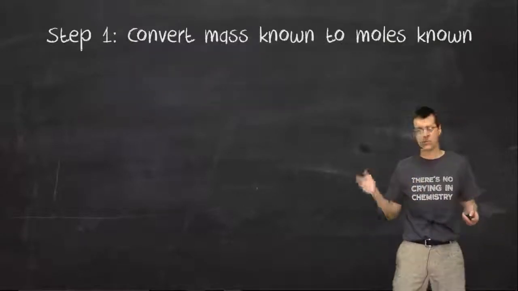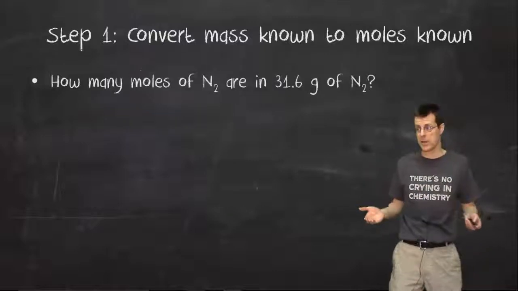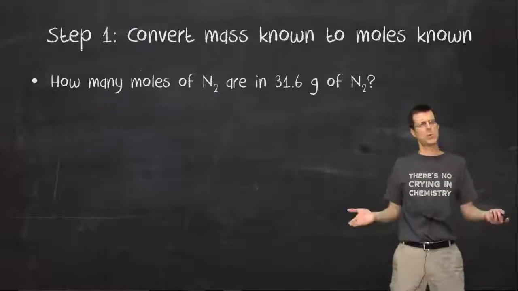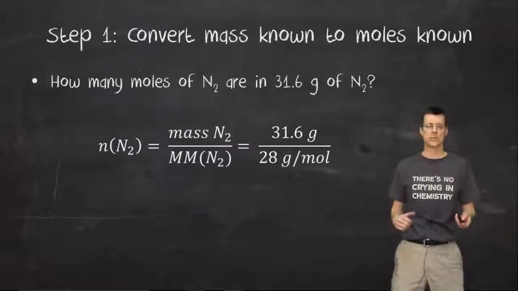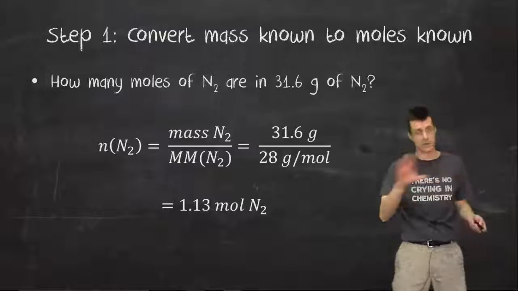Step 1 is to convert the mass that you know into numbers of moles. We know how to do that. So the question was 31.6 grams of nitrogen. Well, how many moles is that? So we do mass divided by molar mass to calculate numbers of moles of nitrogen available. And in this case, it's 1.13. And again, push the buttons.